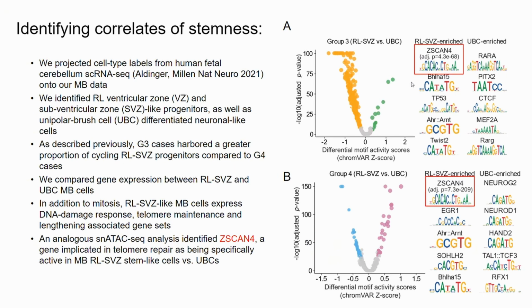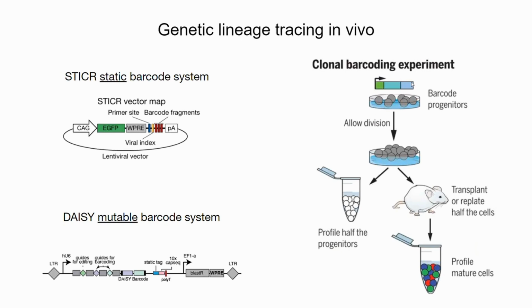It's interesting because ZSCAN4 is a gene from embryonal development. It's expressed in early embryos during zygotic genome activation, and it mediates telomere elongation in that context. It also protects the DNA from DNA damage during that process. So I'll come back to that in a moment, but I believe ZSCAN4 and telomere maintenance may be an intriguing therapeutic target for medulloblastomas.